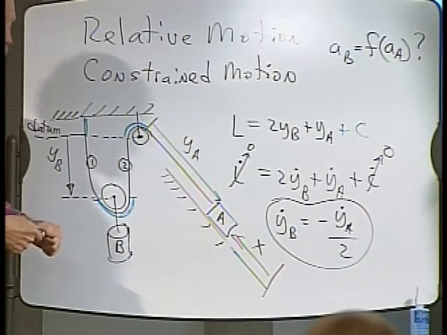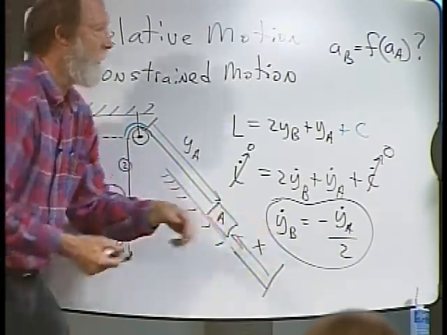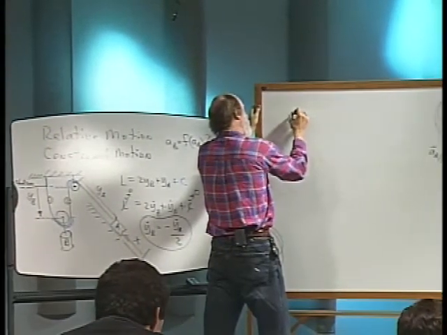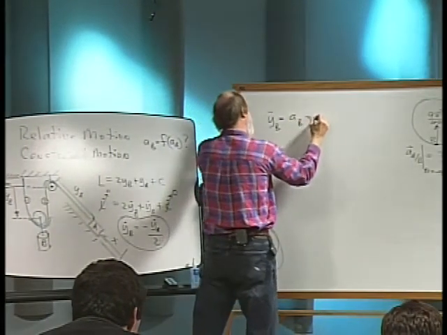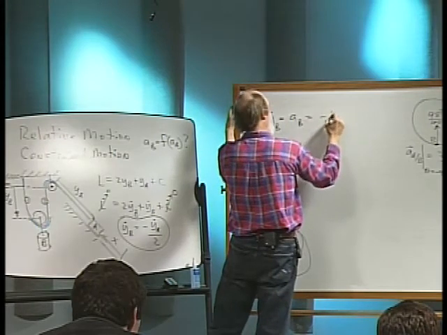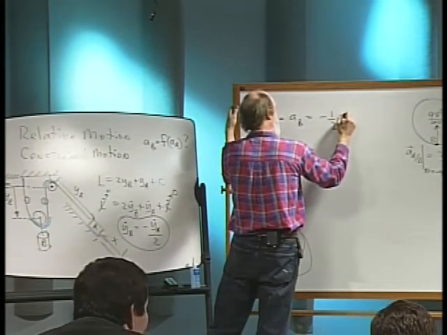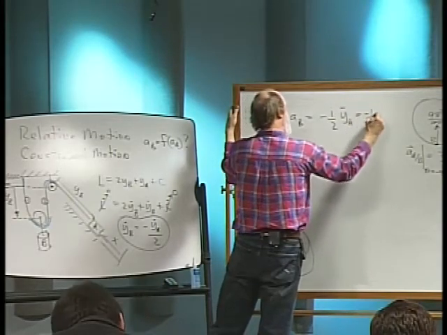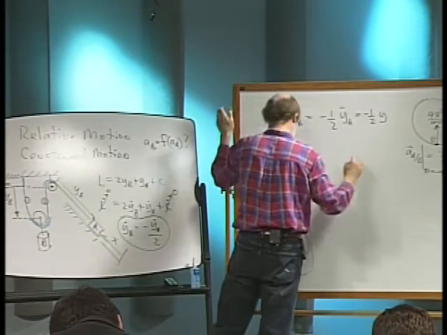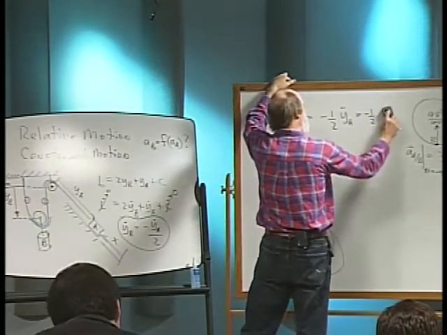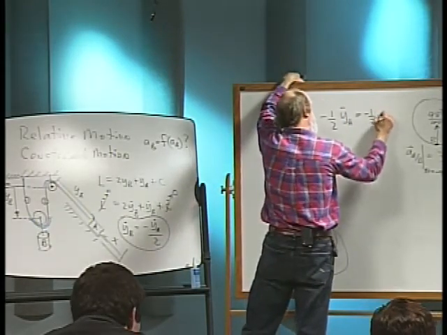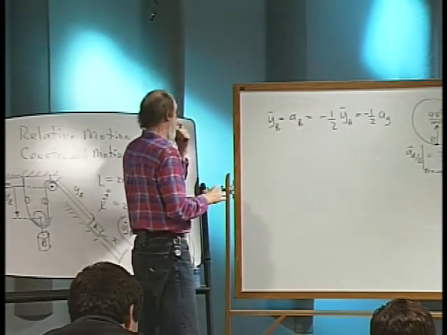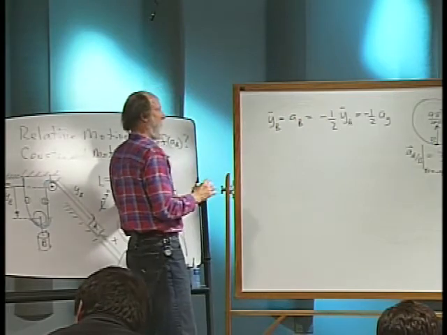Feel good? Next step, take the derivative of this. y sub b double dot, the acceleration of b, is equal to minus half of the acceleration of a, y sub a double dot. So there's an expression to answer the question in general.